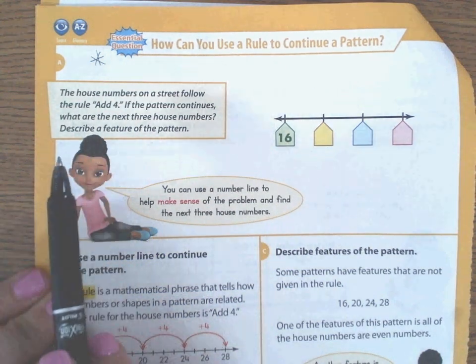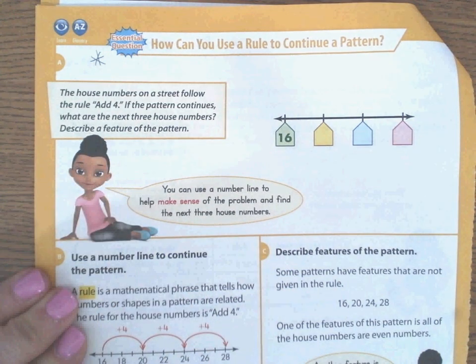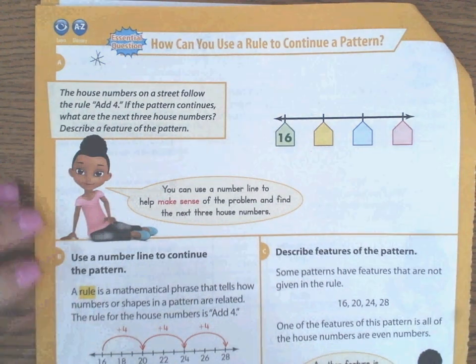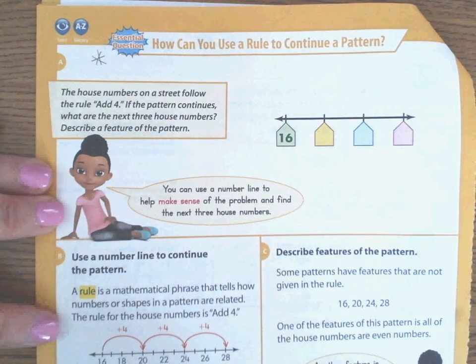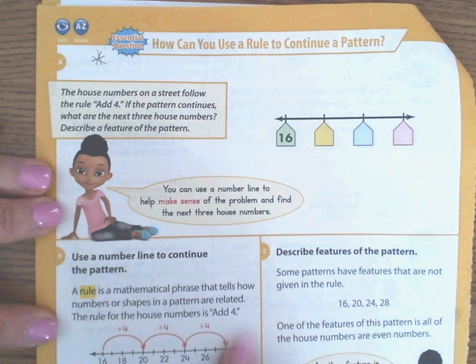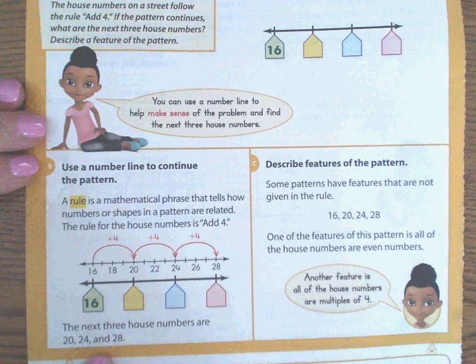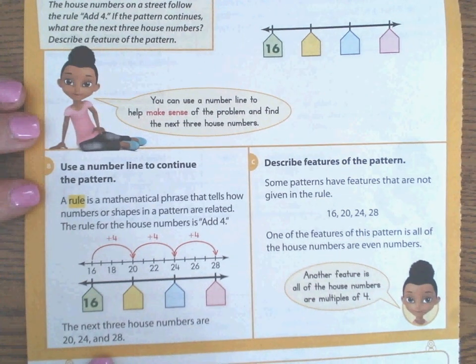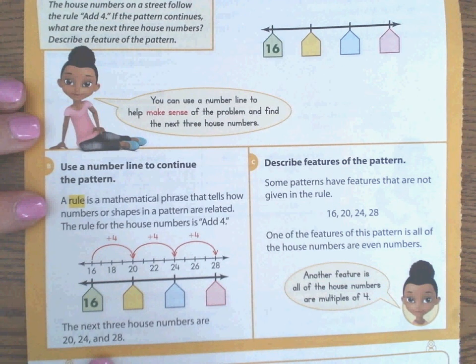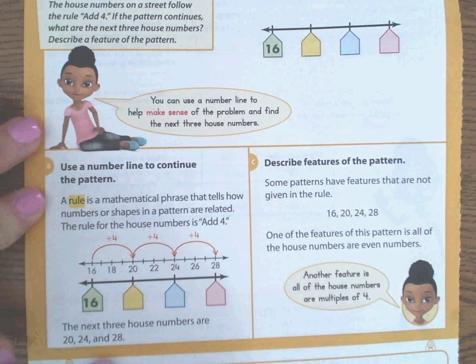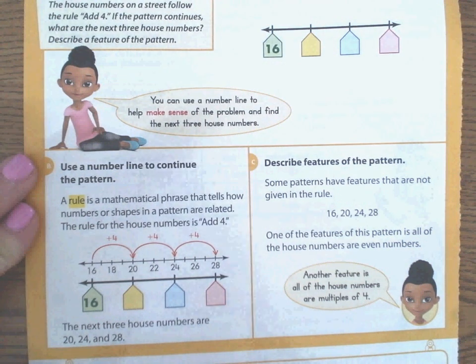So the house numbers on a street follow the rule add 4. If the pattern continues, what are the next 3 house numbers? Describe a feature of the pattern. So you can try that up here, and then you can see they completed it in the box on the left. It says use a number line to continue the pattern. A rule is a mathematical phrase that tells how numbers or shapes in a pattern are related.